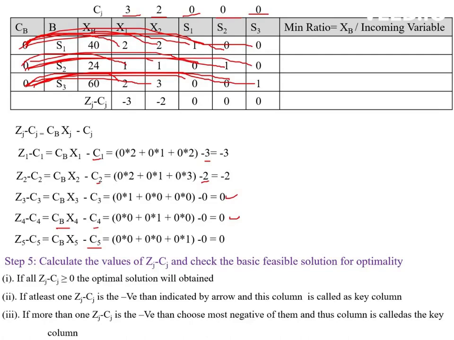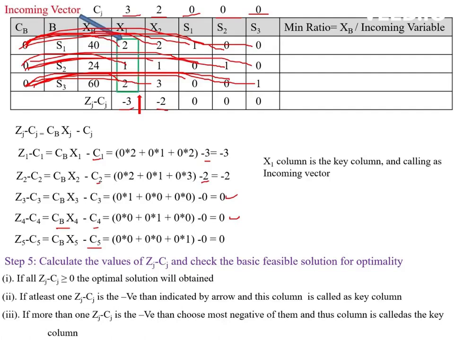Here we have more than one negative value for Zj minus Cj, that is minus 3 and minus 2. Among these, we choose the most negative value, that is minus 3, and we indicate it by an arrow. This column we call the key column. So the column of the most negative value, that is the x1 column, we call the key column, and that x1 we call the incoming vector.